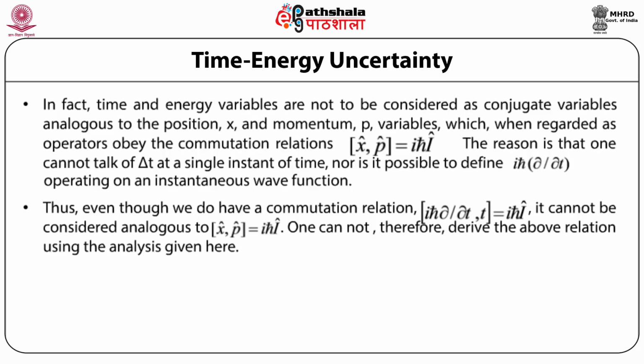And therefore one cannot derive the above relation using the analysis given here. So students, now let us summarize what we have learned in this module. After studying this module, you should be able to know the definition of the root mean square deviation and its significance. Secondly, you should be able to deduce the generalized Heisenberg's uncertainty relationship for any pair of canonically conjugate variables corresponding to non-commuting operators.